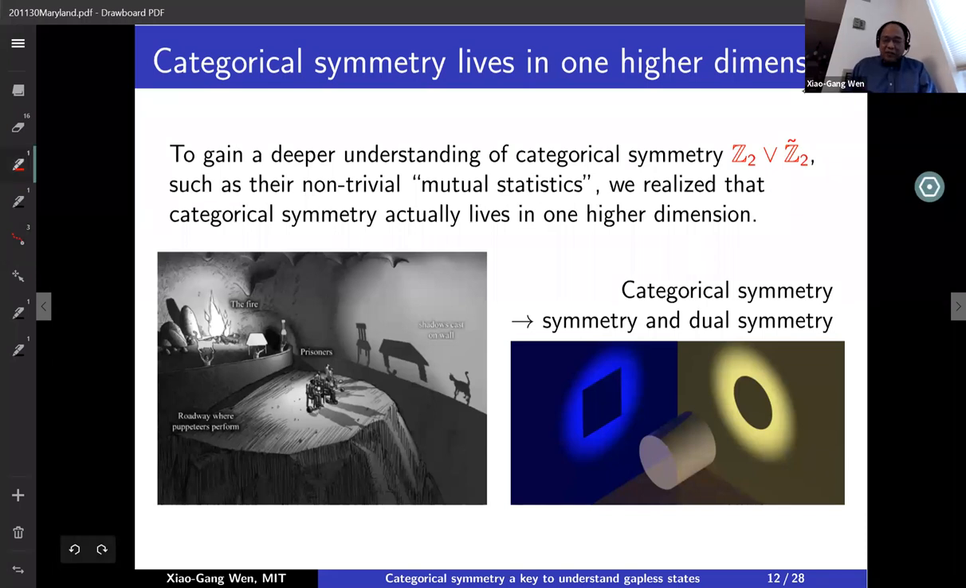So this cylinder is more like a categorical symmetry. And one projection is a symmetry. It's not very clear here, but another projection is a dual symmetry. Okay, so that's a way to see symmetry and dual symmetry. So actually the symmetry and dual symmetry we talk about is a projection from something in one higher dimension. And what are these things in one higher dimension? Actually, Daniel already asked this question. It's actually the module tensor category, or a topological order in one higher dimension.